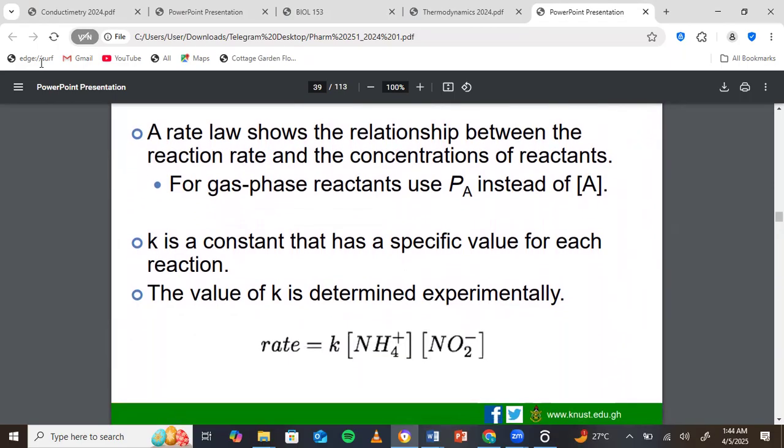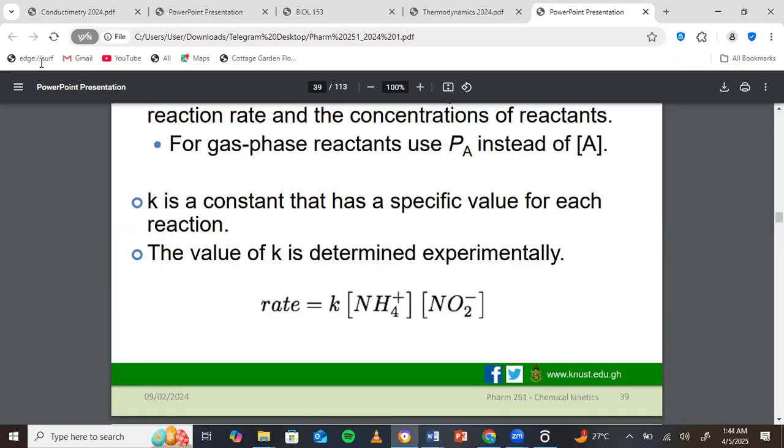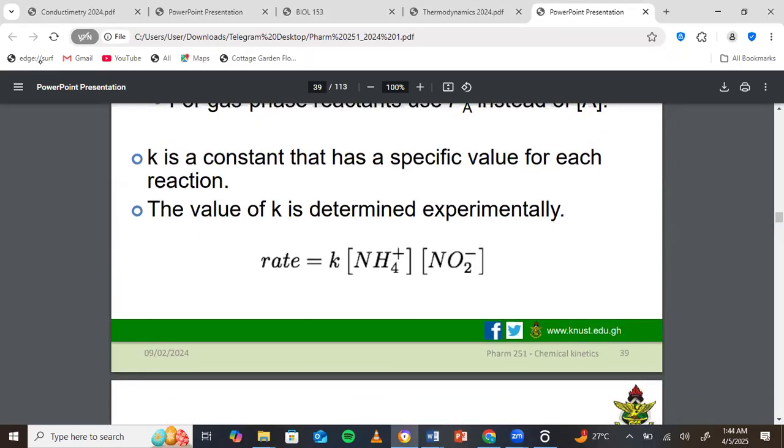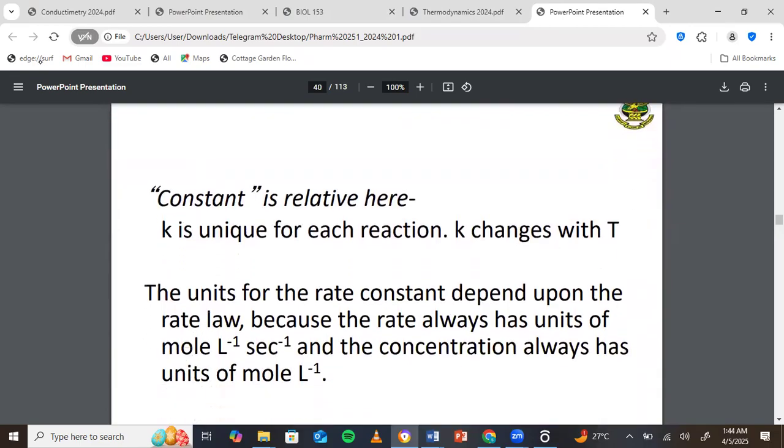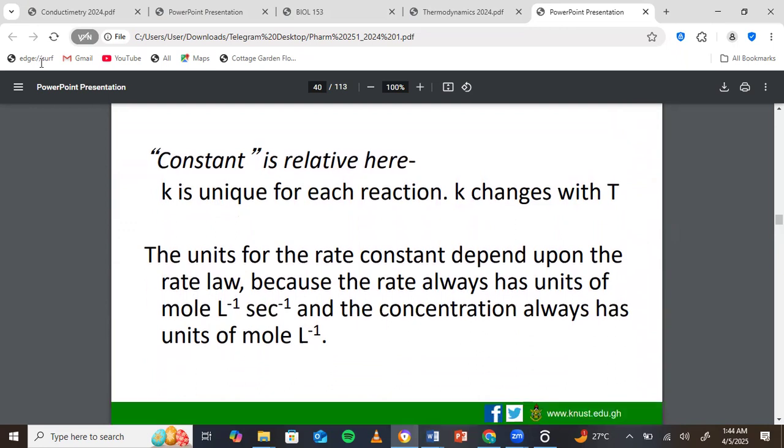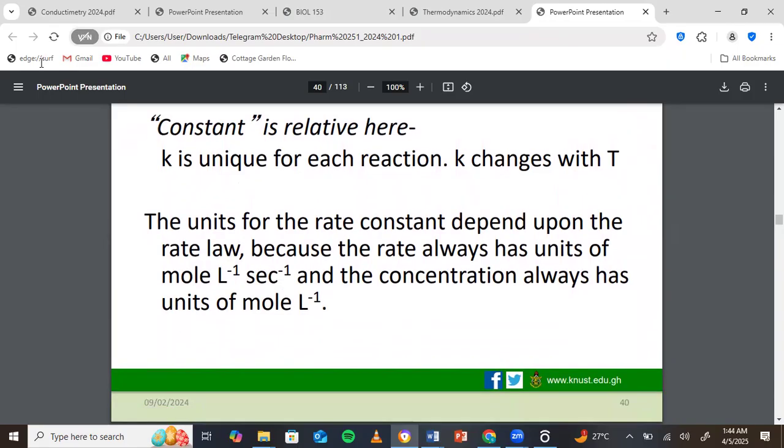Now, K is constant. That has a specific value for each reaction. The value of K is determined experimentally. So only through experiments can we determine the value of K. Now, K is constant, but K changes with temperature. So K is actually constant at constant temperature. Now, the unit of K changes. So for any reaction, you have to determine the specific unit of K.